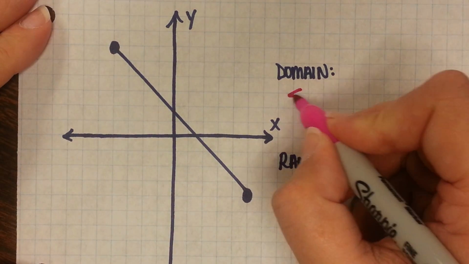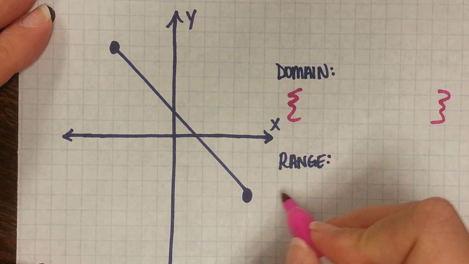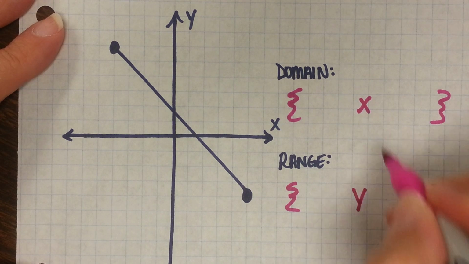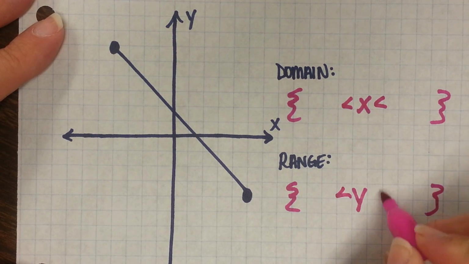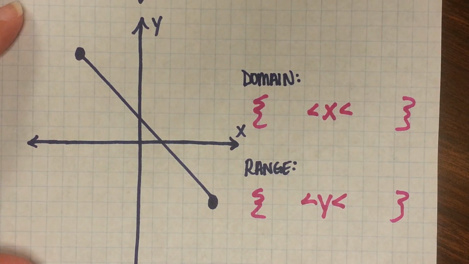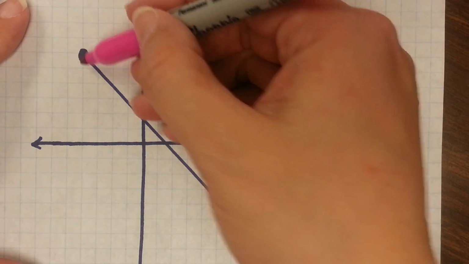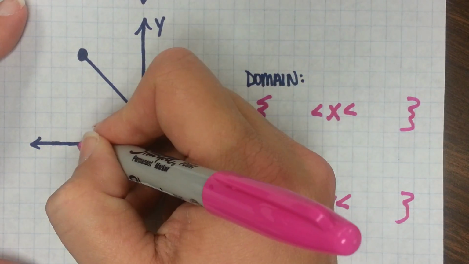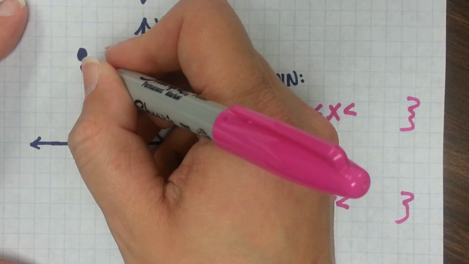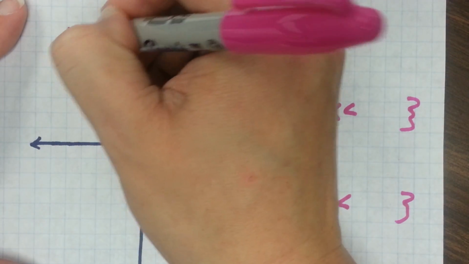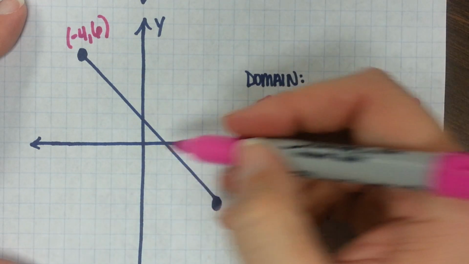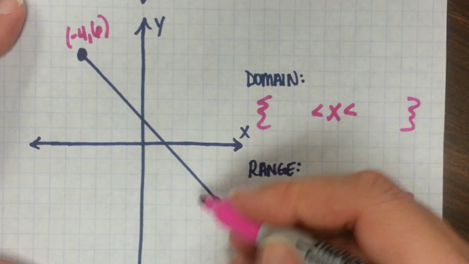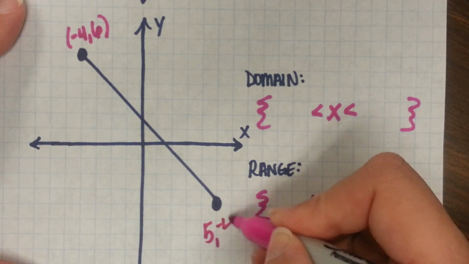Once again, I'm going to go ahead and draw my setup. I know my x and my y are going to be in between two values. Now I need to know what the values are for each one of those points. So this one is negative 4, positive 6. This one is 5, negative 4.